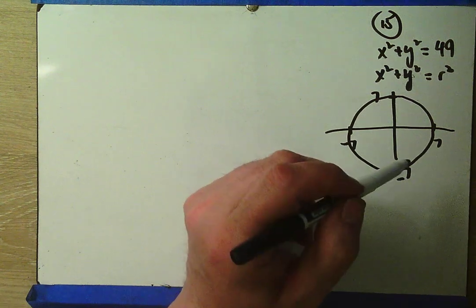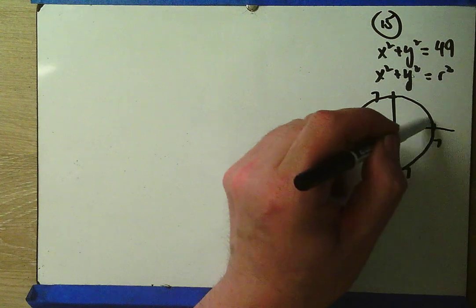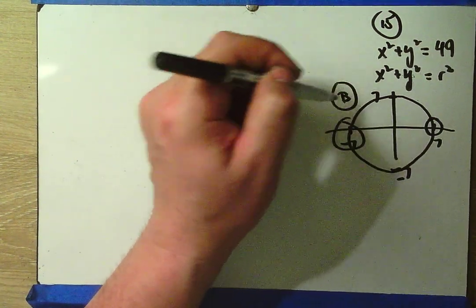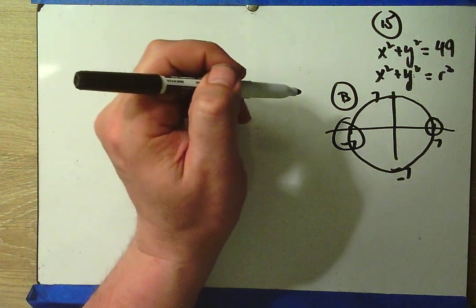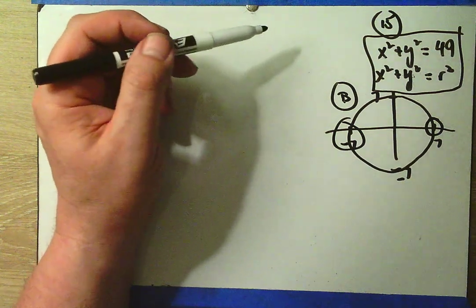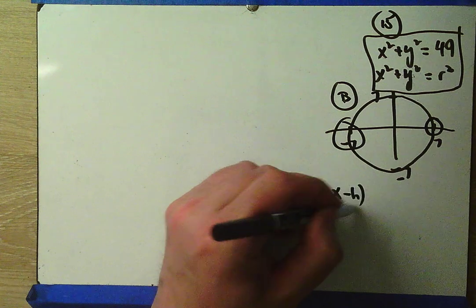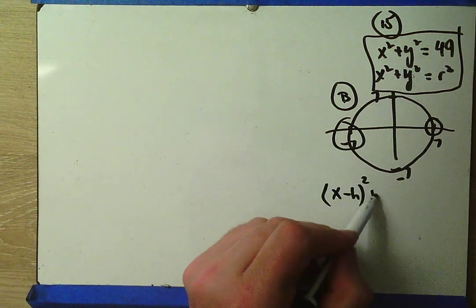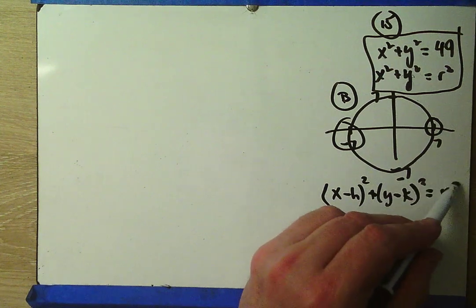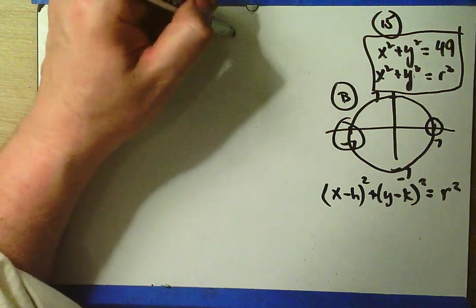And what do they ask us here? At which 2 points does this circle intersect the x-axis? Oh, at 7 and -7. So B is my answer to number 15. I had to remember from the second day of school the equation for a circle. Remember the full equation for the circle that we talked about then, x minus h squared plus y minus k squared equals r squared. 16.